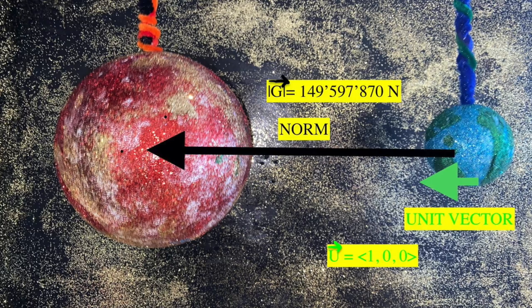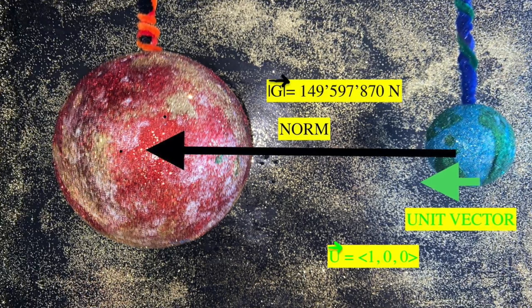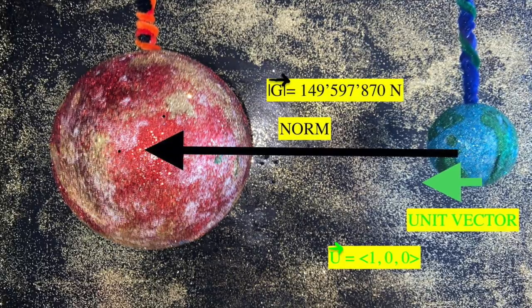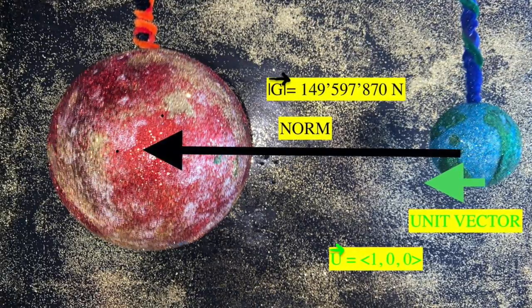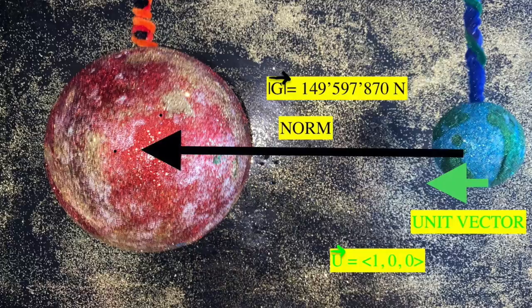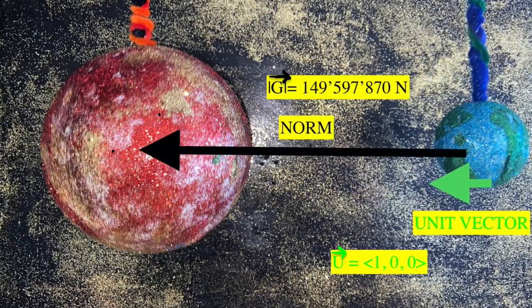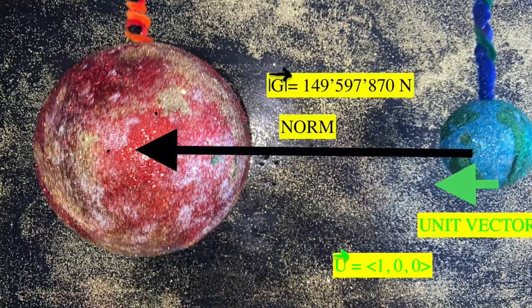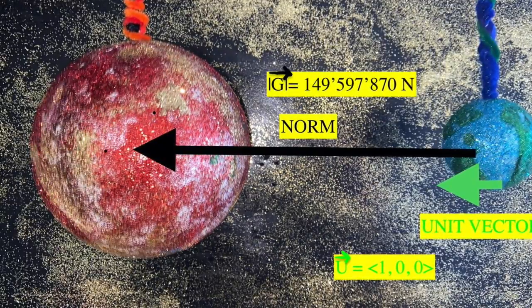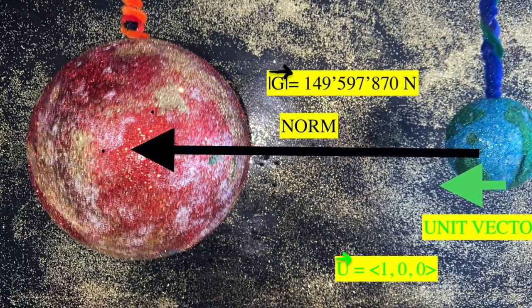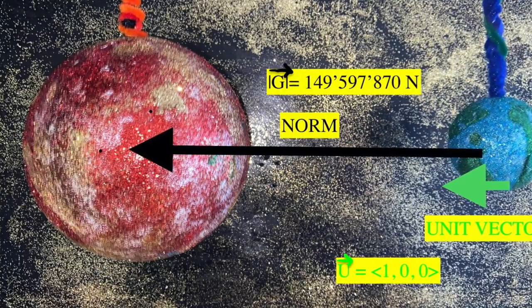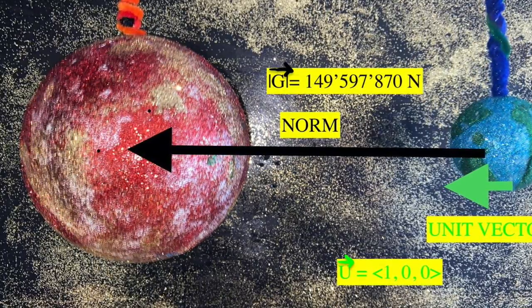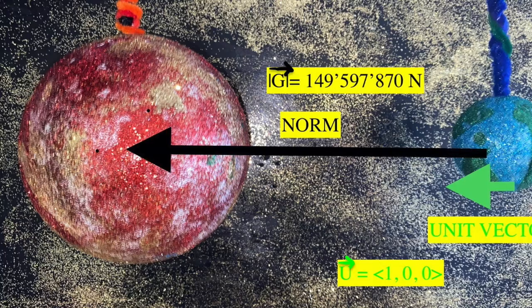A unit vector is a vector that has a magnitude of 1, that when multiplied by the norm, gives the original non-zero vector. In this case, the norm of the force of attraction the Sun has on Earth is equal to approximately 150 million. The unit vector is therefore 1, 0, 0.